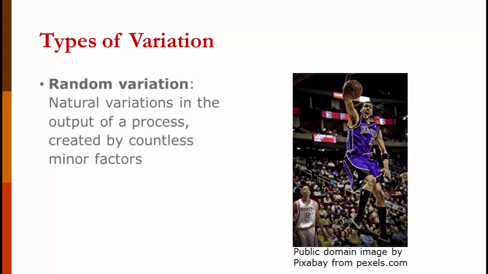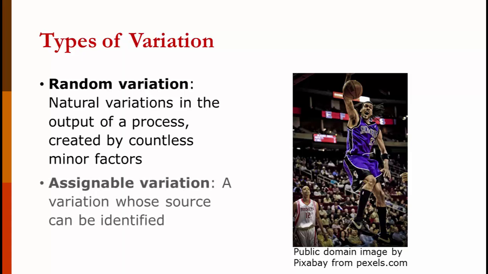So random variation is natural variation in the output of the process created by countless minor factors. With our basketball player, it could be the temperature in the stadium, any wind in the stadium, just natural variation. So random variation and natural variation mean the same thing.